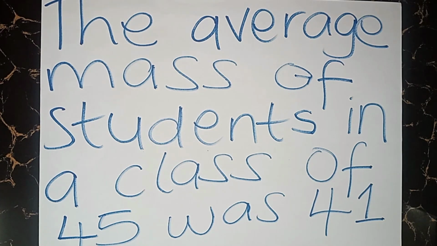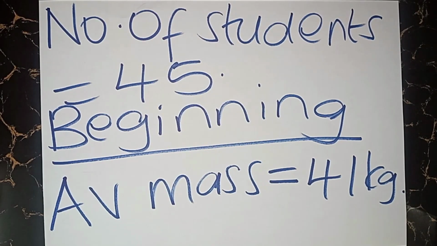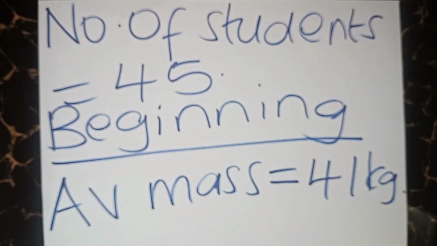Let us read the question again as we write what we understand. Okay, so we've been told that the average mass of students in a class of 45 was 41 kgs at the beginning of the term. Okay, so what does that sentence mean? So let's write out what we understand. So we've been told that this class has 45 students, and the average mass of the students is 41 kgs, okay? So let's continue reading the question.